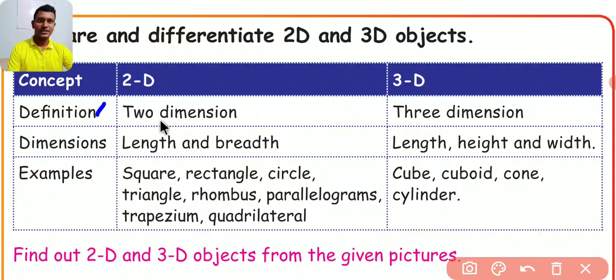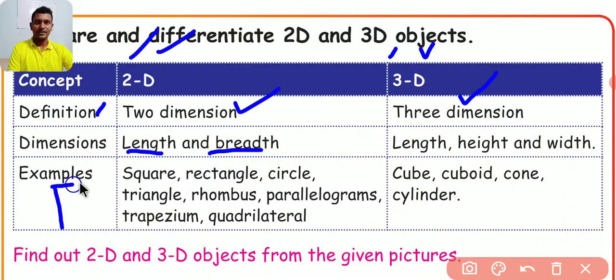Definition of 2D shape: 2 dimension. It is 2 dimension. It is 3 dimension. That's why they are shortly mentioning 2D and 3D. 2D means 2 dimension. 3D means 3 dimension. Here they are mentioning the dimension. What are the dimensions? Length and breadth. In a 2D shape there is only length and breadth.